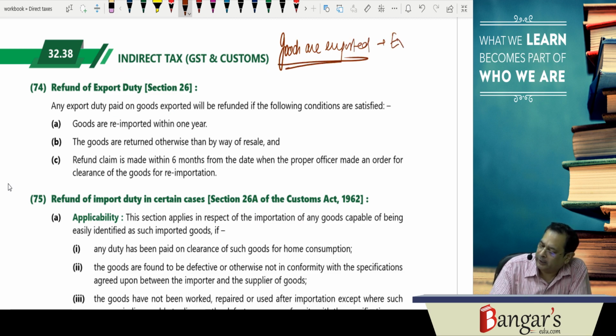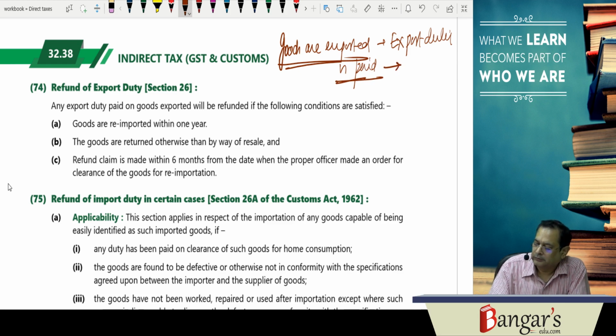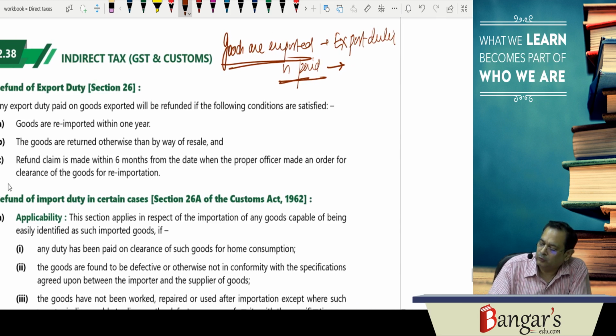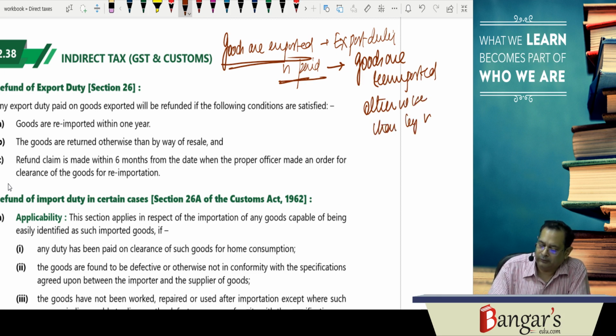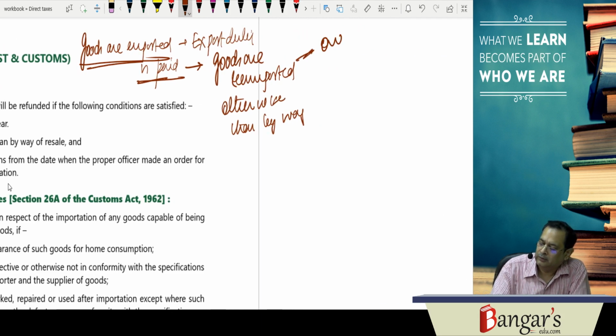Export duty is paid, and then say goods are re-imported otherwise than by way of resale. Otherwise than by way of resale, they must be re-imported within 1 year.